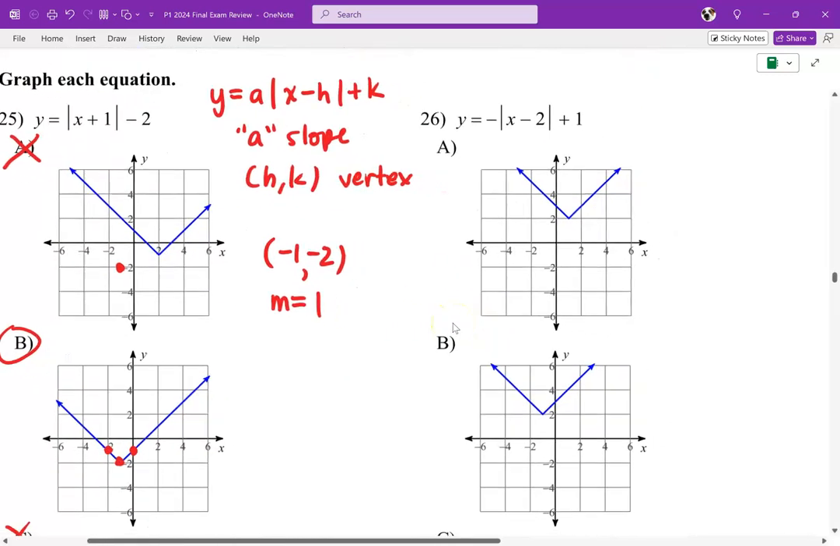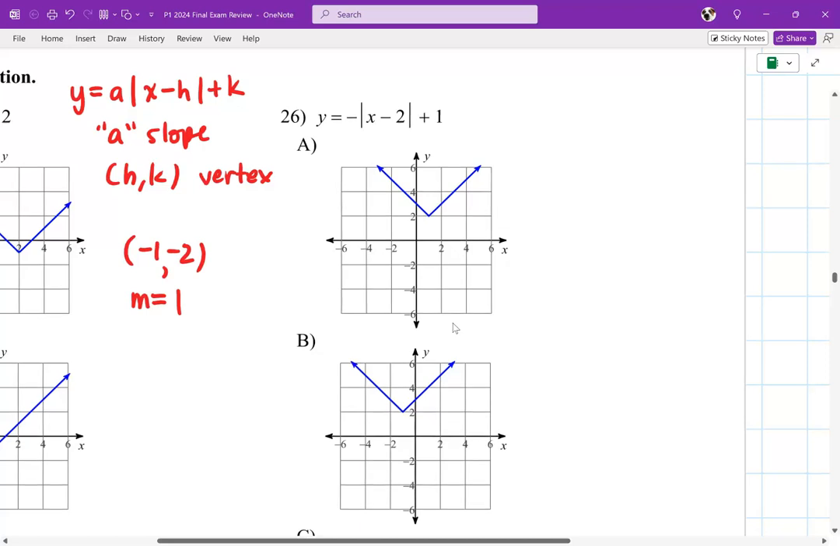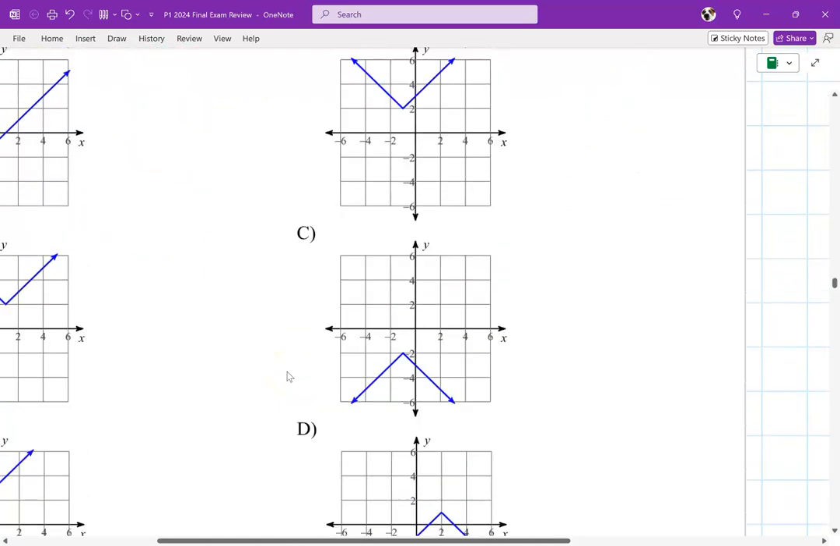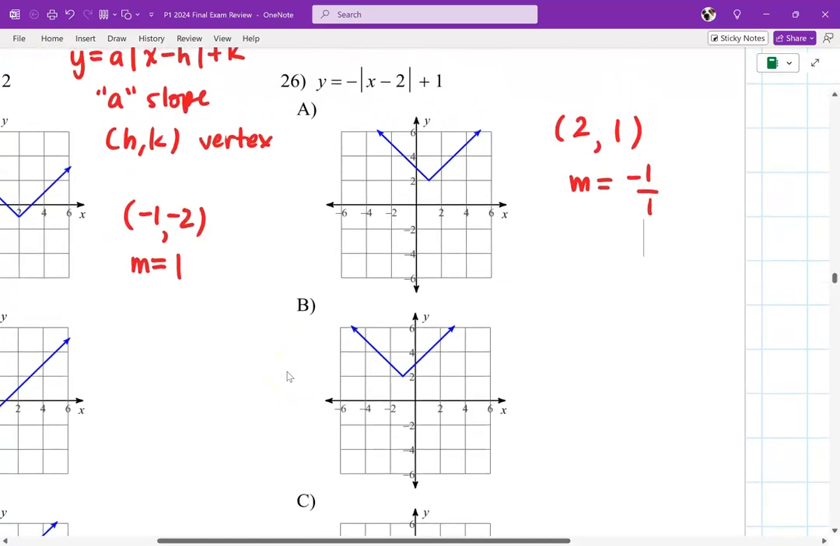All right, for 26, what is my vertex here? What's my hk? 2, 1. What's my slope? -1 over 1. The fact that the slope is negative means that the graph shouldn't open up. It should open down. So I can already tell you A and B are not answers, but we can just check. So 2, 1 should be here. That's not an option. 2, 1 is here. Also not an option.